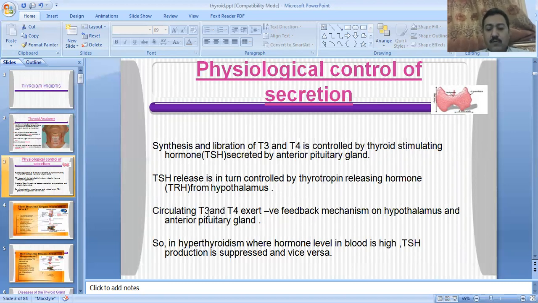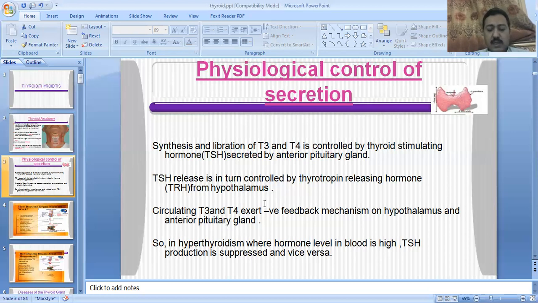When T3 and T4 are in excess amount, they give negative feedback to the hypothalamus to stop the release of the thyrotropin releasing hormone, and ultimately it stops the release of the thyroid stimulating hormone. So through the negative feedback mechanism, the production of the thyroid hormone will stop.